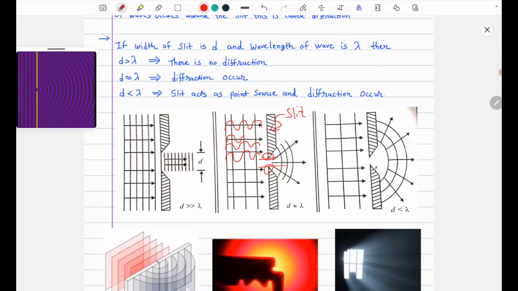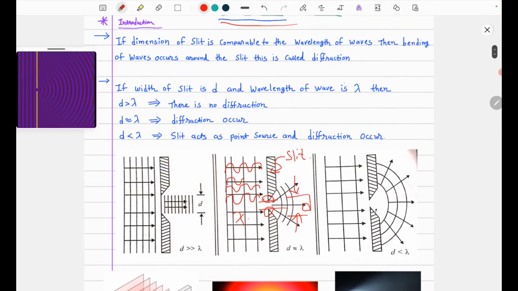But here is a condition. If the dimension of the obstacle, that is the width of the slit, is comparable to the wavelength of the waves, that is lambda, then bending of waves around the edges will occur. It is called diffraction. In a simple way, if the dimension of the slit is comparable to the wavelength of waves, then bending of waves occurs around the slit. It is called diffraction. Right?